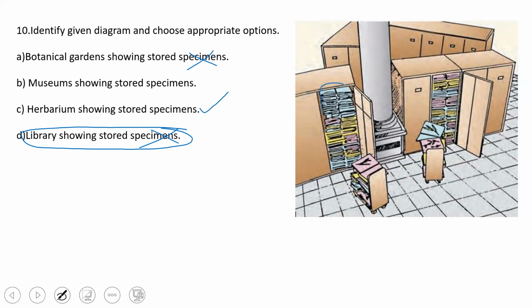So you can see the sheets which are arranged according to the universal system one by one, and that will be acting as a storehouse for the preserved plant specimens. Okay, so we have indeed learned today and completed the chapter that is the living world.